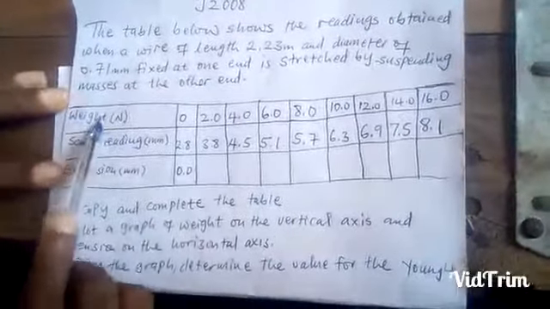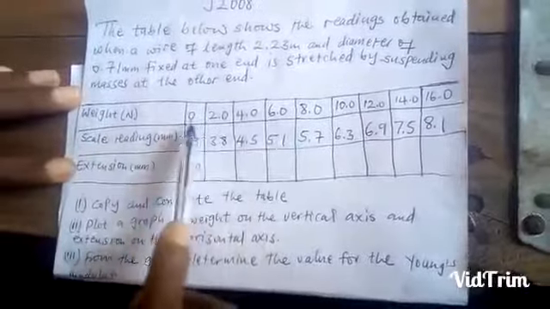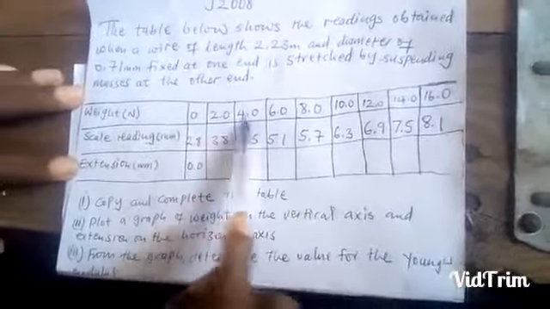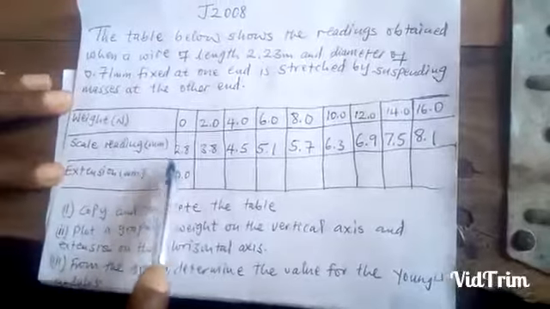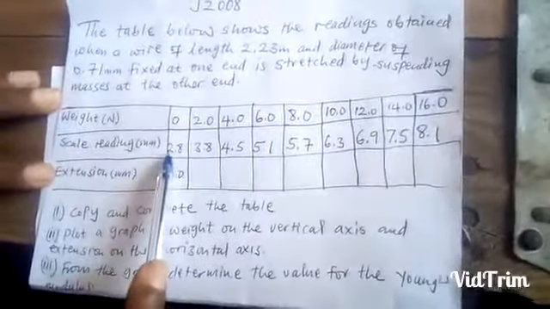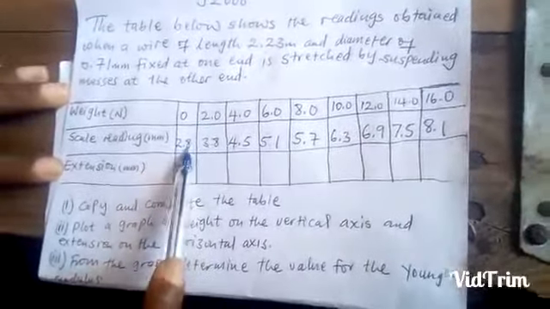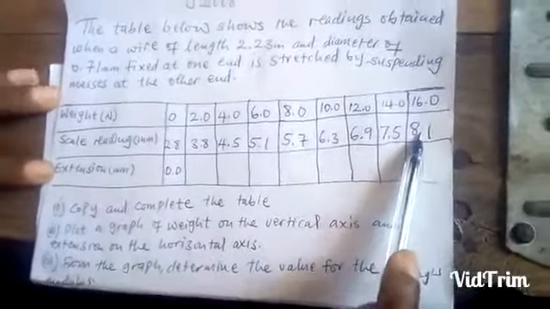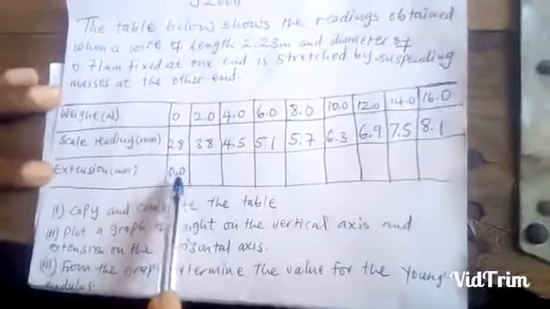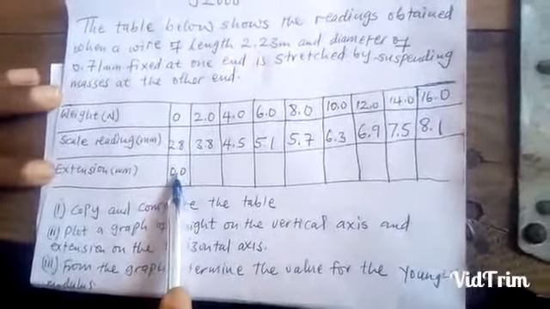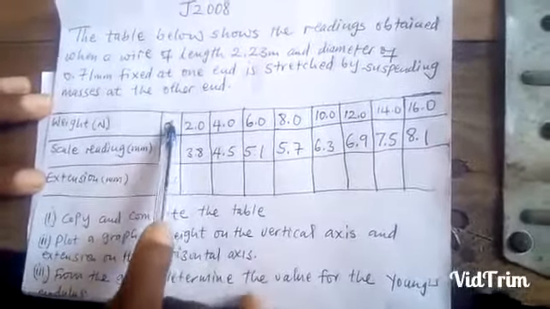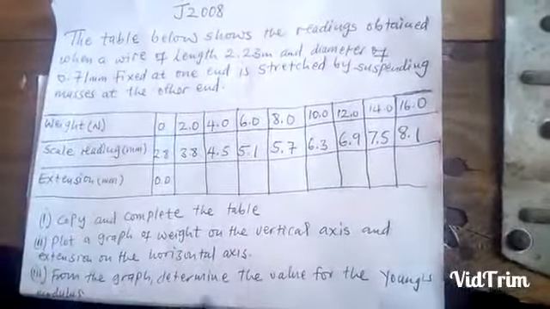According to them, the weight figures for the different weights were 2024 on to 16. The scale readings also range. The values for the scale reading start from 2.8 on to 8.1. The extension was 0.0 at the initial point. If you can recall, I said there is no extension when there is no weight. The moment there is no weight, no extension.